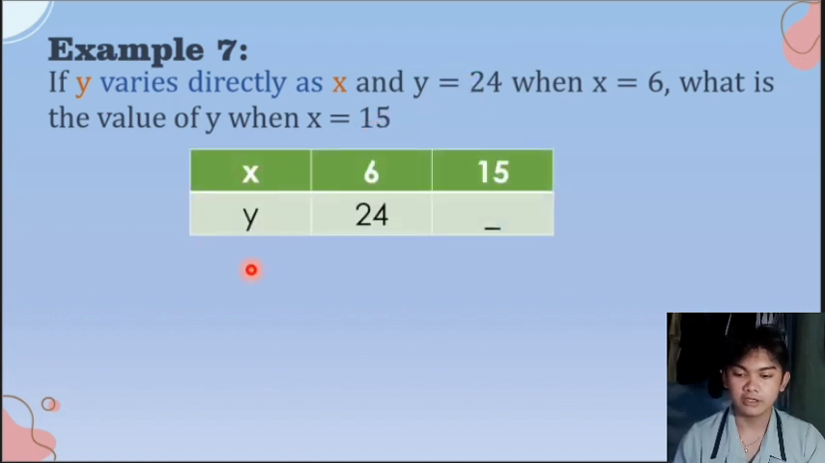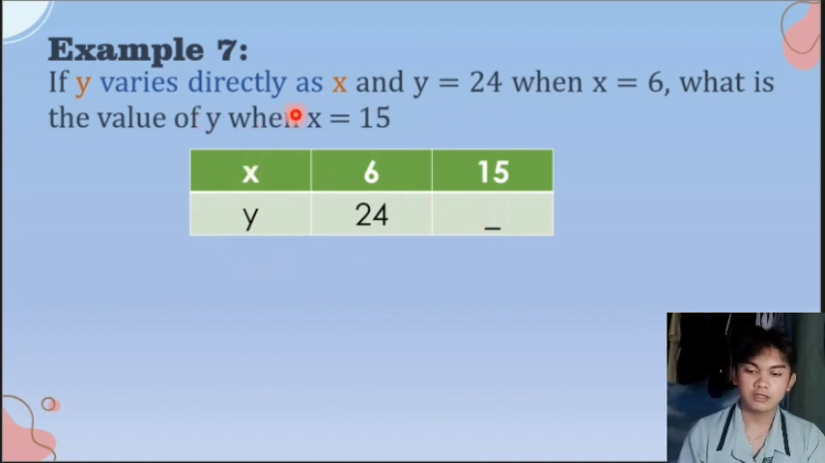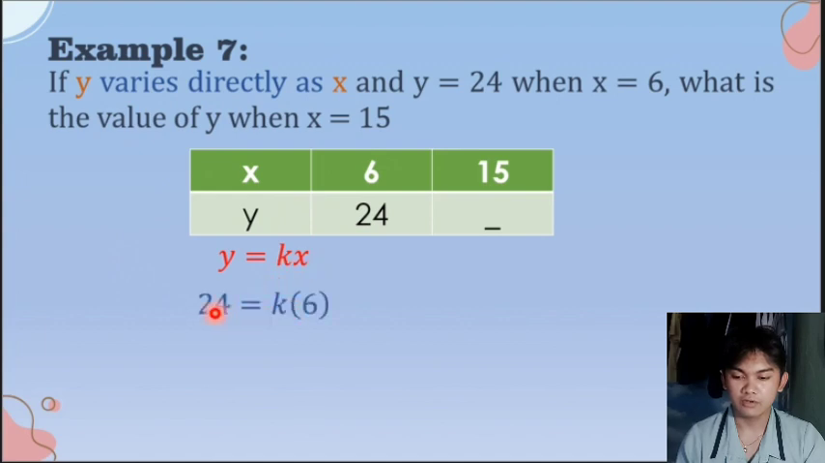So just like earlier, we can express this situation into a table of values. So y varies directly as x can be written in the equation y is equal to kx. So to get the value for k, we have to substitute for the value of y, which is 24, and the value for x, which is 6.